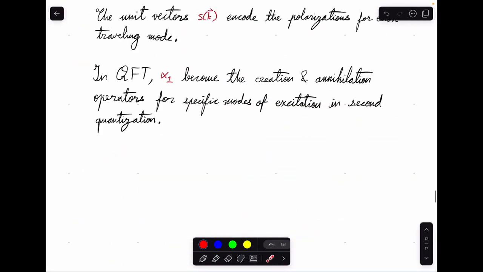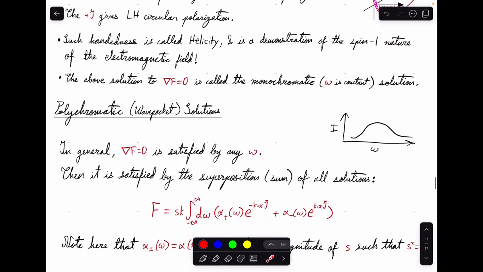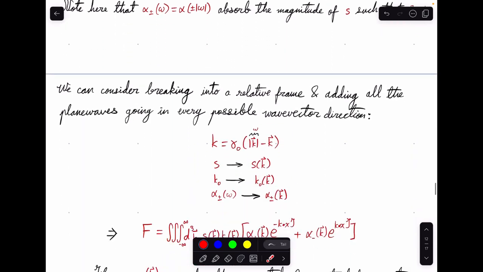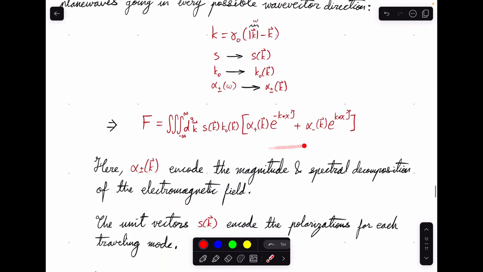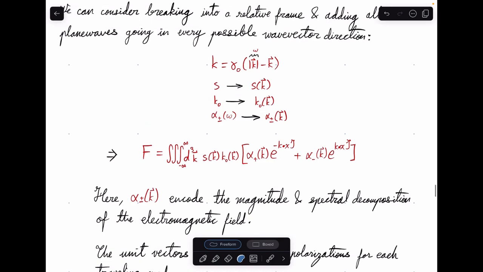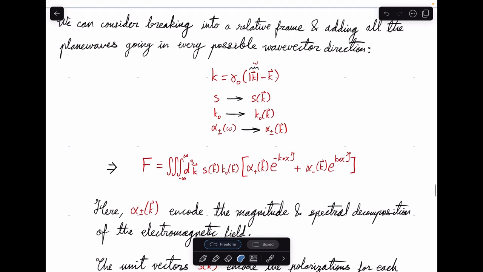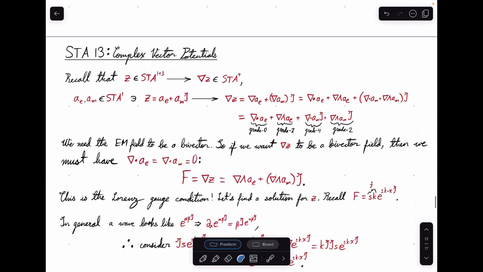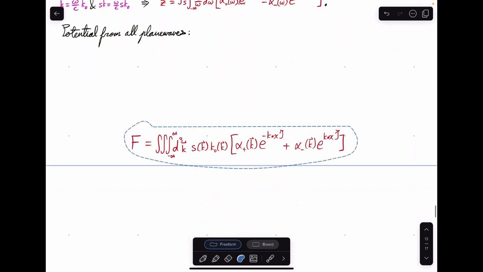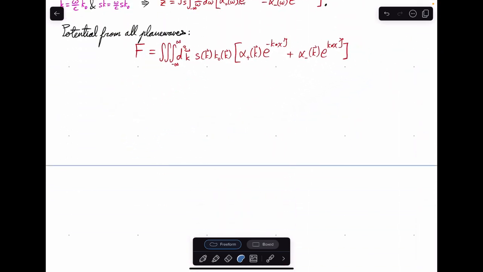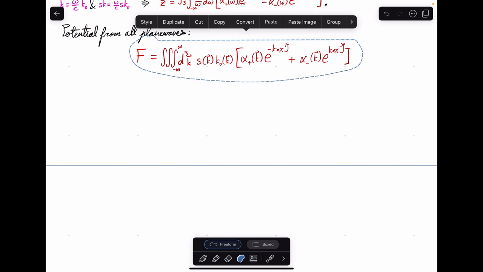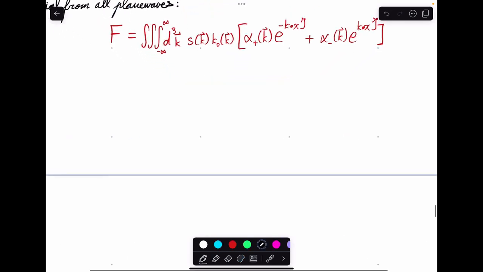Where we're following section 12, where we're just going to be doing this. So I'm going to copy this so I don't have to rewrite it. We're just going to look at adding all plane waves going in every possible wave vector direction. So this would be what the bivector looks like.